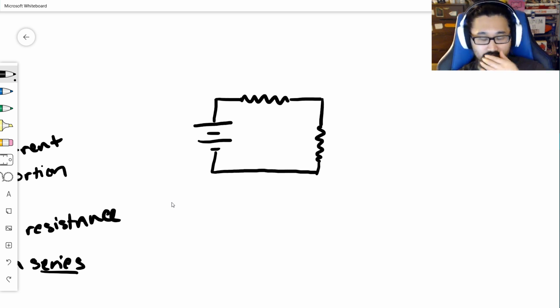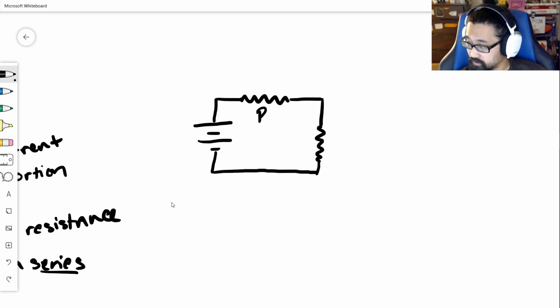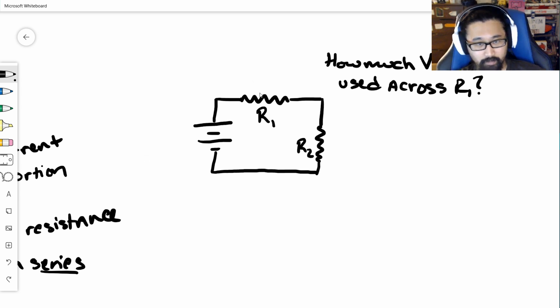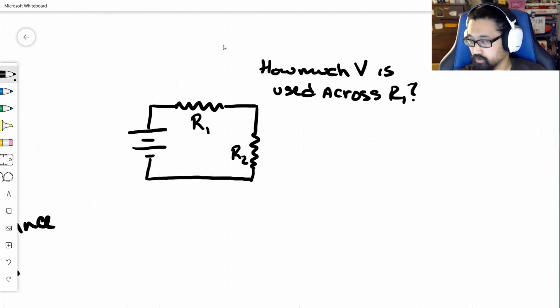Alright, so we have this slightly more complicated circuit. Let's say that I have R1, and R2, and I want to know how much voltage is used across R1, right? So how much voltage is used in this first resistor? How much energy does it take for charges to move through this thing? So how much voltage is used across R1?